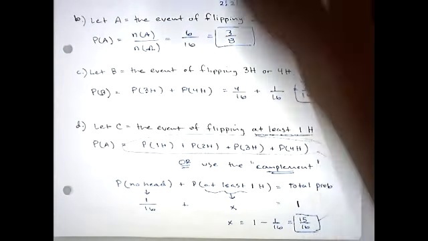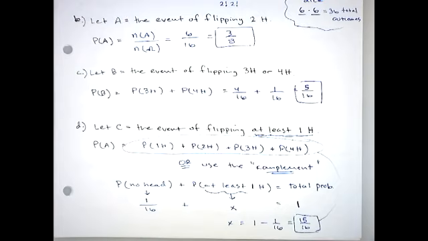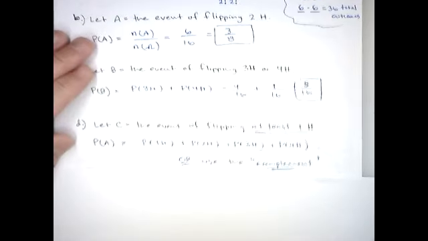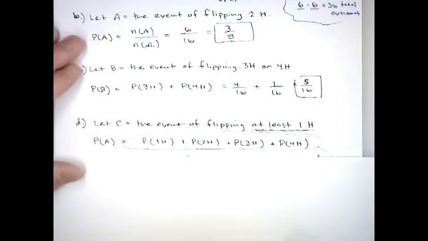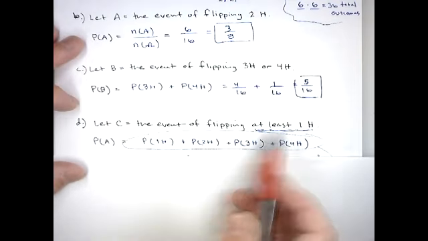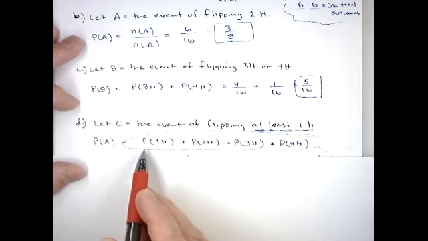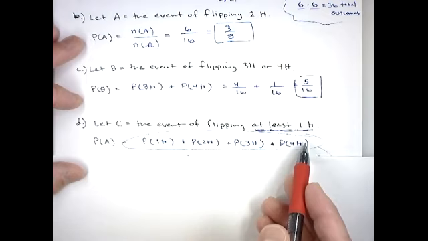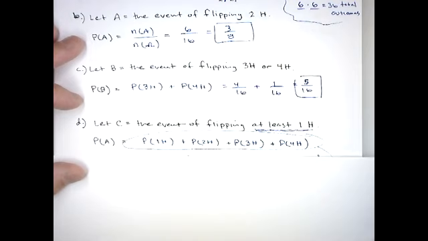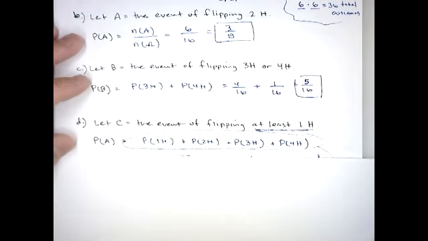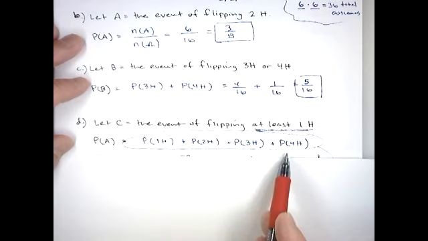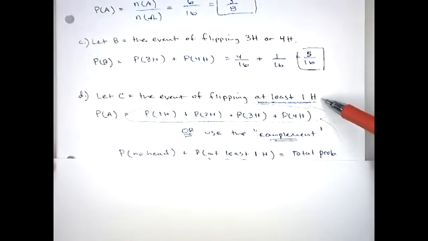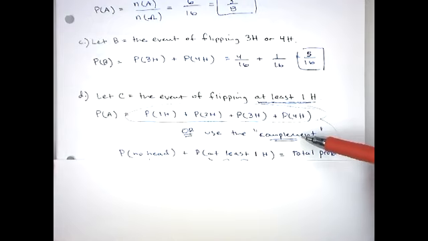Let's let C be the event of flipping at least 1 head. And we were talking about at least, when we were counting, at least 1 head means we want to count the probability of getting 1 heads or 2 heads or 3 heads or 4 heads. So we would add up those probabilities. We can certainly do that. We have the sample space. But we were talking about previously that anytime you have a lot of things to count up, you might consider the complement. And the complement of flipping at least 1 head is flipping no heads, right? You're either going to flip no heads or you're going to flip at least 1 head.